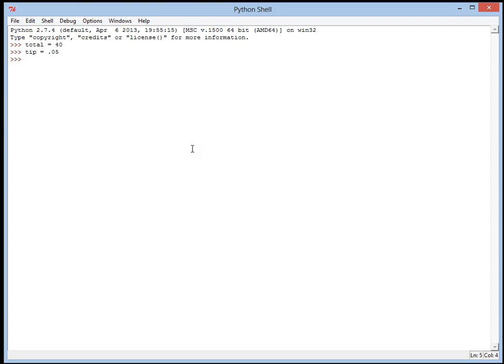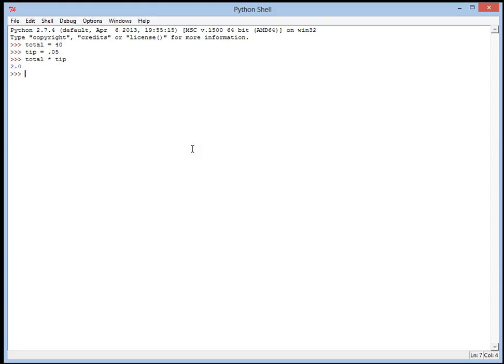So what we would do is we would say total times tip, and that's going to do our math for us. And the total tip off of $40 giving a 5% tip would be $2. Not very much, but as you can see, that's how variables would be used. And we can use variables in many different instances and store many different things other than just numbers to variables. But at this point, that's all we're going to store.